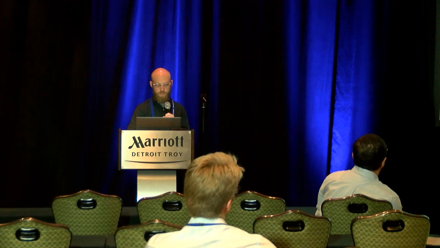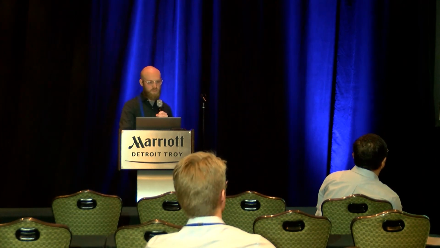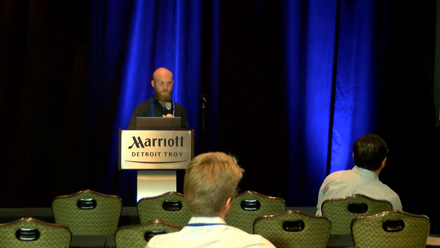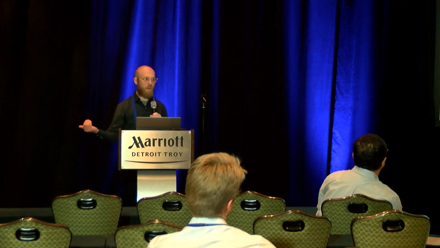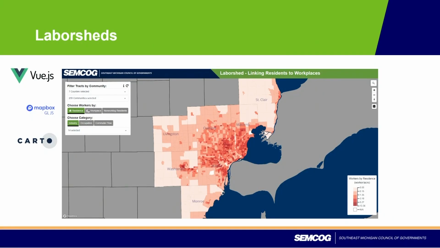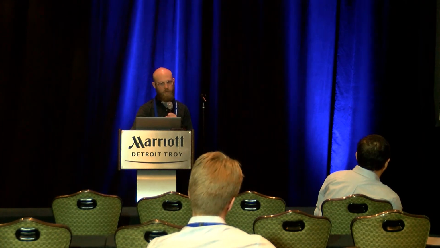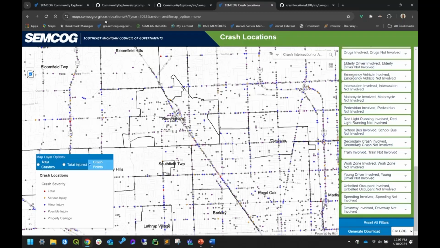And then the last tool that I wanted to show is our Labor Shed tool. This is also built using Vue and Mapbox, but it's a little bit different from the first tool because we're also using data coming from Carto. So we're tapping into essentially what is a Postgres database in the cloud, and we're dynamically generating Mapbox vector tiles from Carto and then pushing them into the map. So, just a quick demonstration of that.